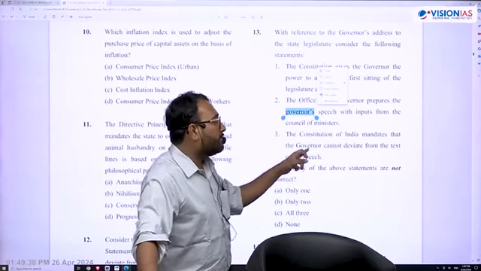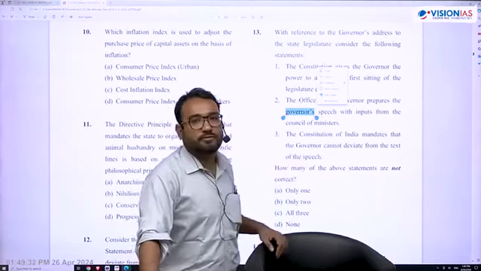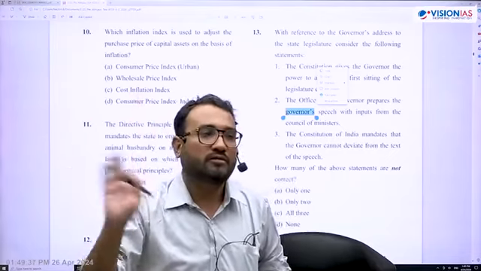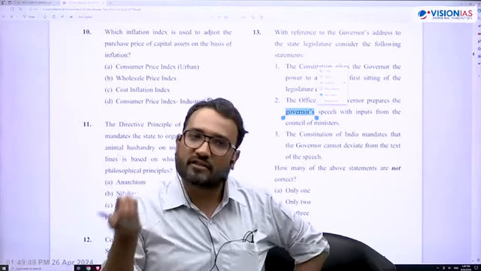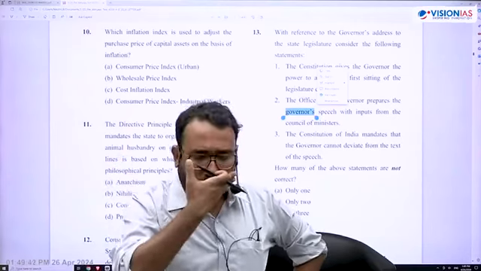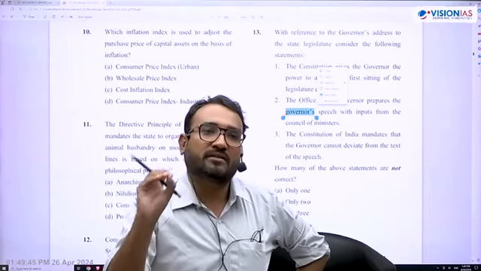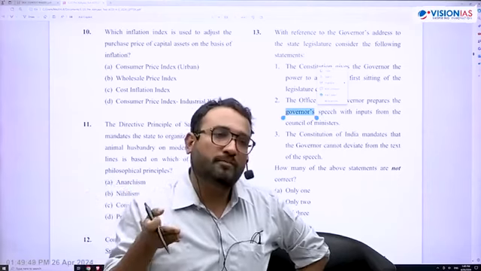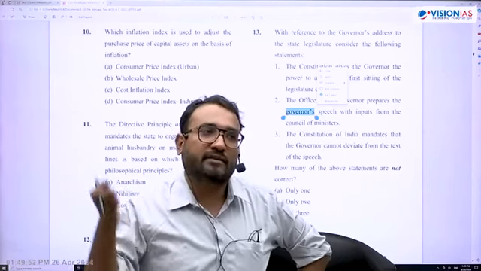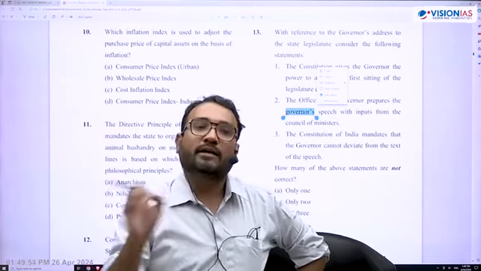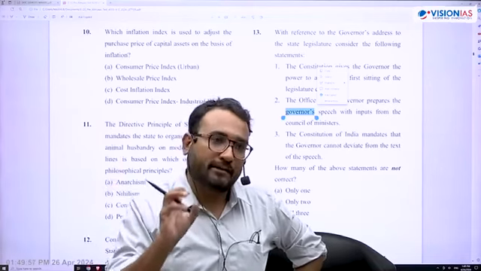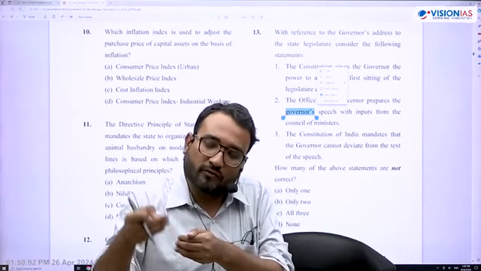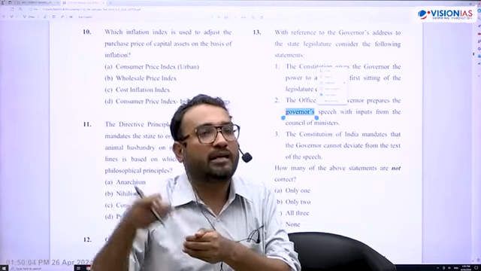The Constitution of India mandates that governor cannot deviate from text of the speech. These things are not written in the Constitution. Constitution doesn't mention these things. Article 163 of the Constitution: there shall be a council of ministers headed by the chief minister to aid and advise the governor, except in those matters on which the governor is expected to act in discretion. That is clause 1. Clause 2, if there is a question whether a matter falls within the discretion of governor or not, the discretion of governor shall be final.